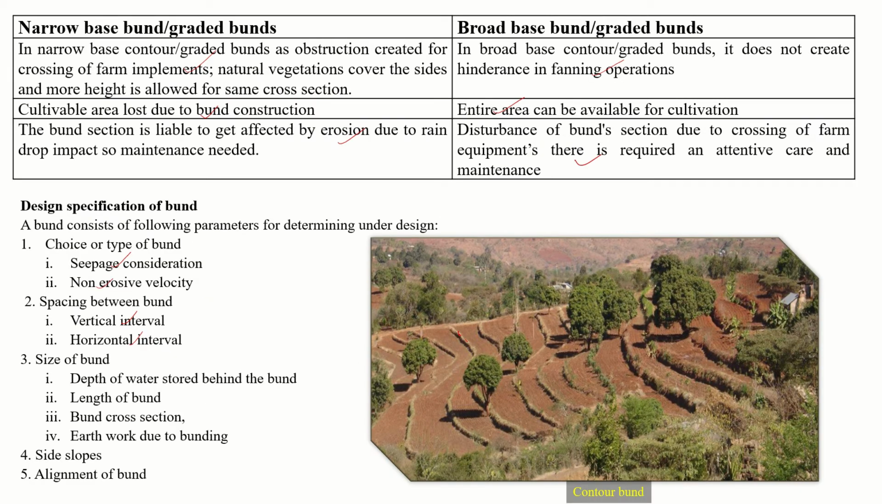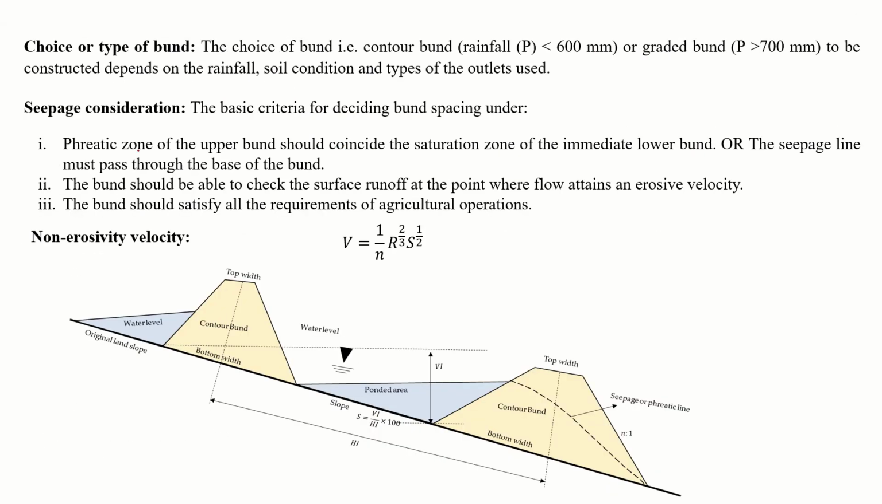Okay, now let us see the first one, your choice of bund. Based on what we just discussed, the contour bund is used where the rainfall is less than 600 mm, and the graded bund may be used where the rainfall is greater than 600 mm, or above 700 mm.